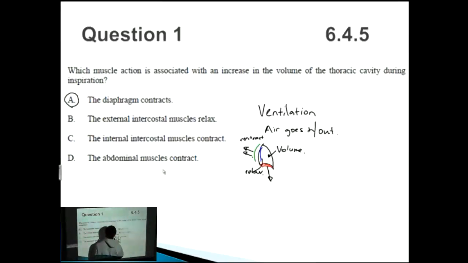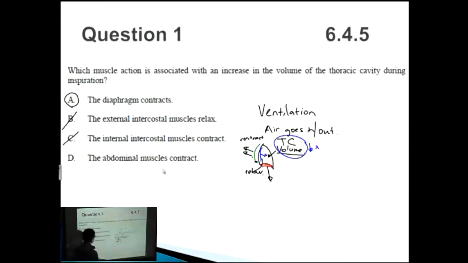Well, that's not true because we want the green ones to come out during inspiration. We want the thoracic cavity volume to increase. And if the green muscles weren't to expand outwards, then you wouldn't get an increase in volume. So it's not B. C, the internal intercostal muscles contract. This is incorrect because if the internal intercostal muscles contracted, you'd expect the blue ones to go in. And what would happen to the size of the thoracic cavity volume? It would actually go down. So that's incorrect as well.